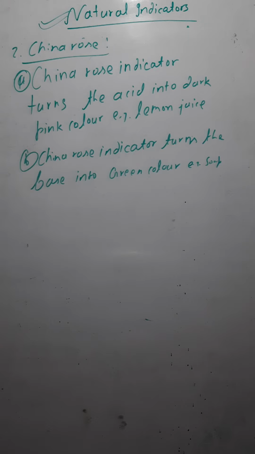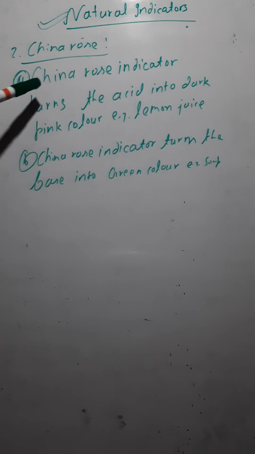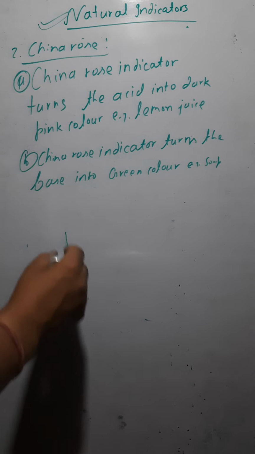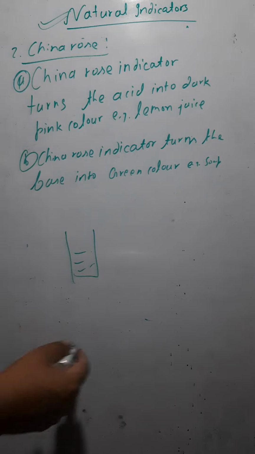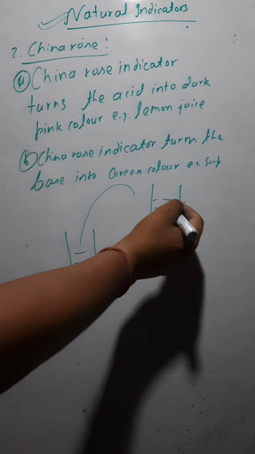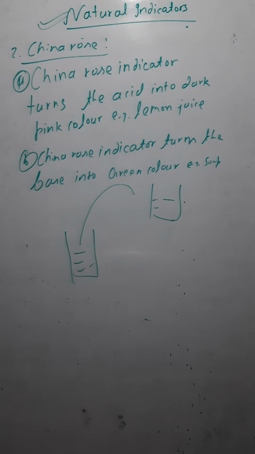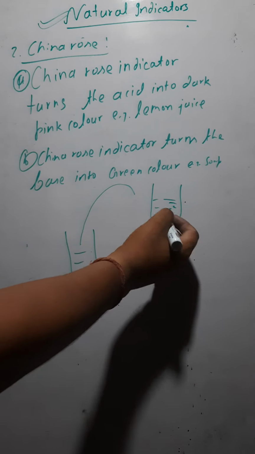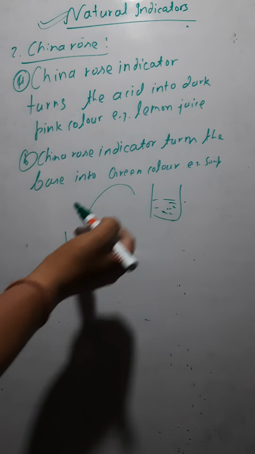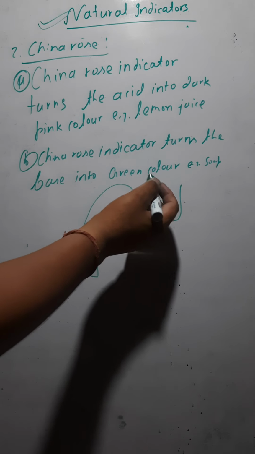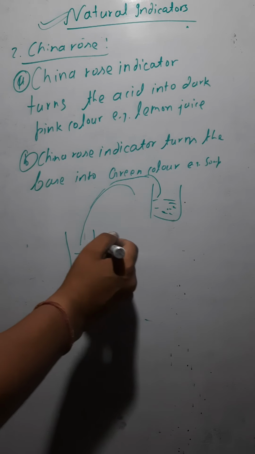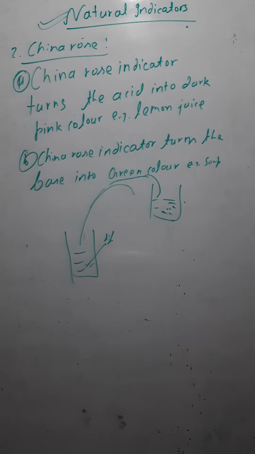Now let me write this all. So this is what you have to write about the China rose indicator. China rose indicator turns the acid into dark pink color. Let's say you have lemon juice here. If you pour some drops of China rose indicator, that you have made by dipping China rose petals in hot water, you just have a colored solution. So that is the China rose indicator. If you pour some drops in the lemon juice, it would turn into dark pink color. So this shows that the lemon juice is acid.